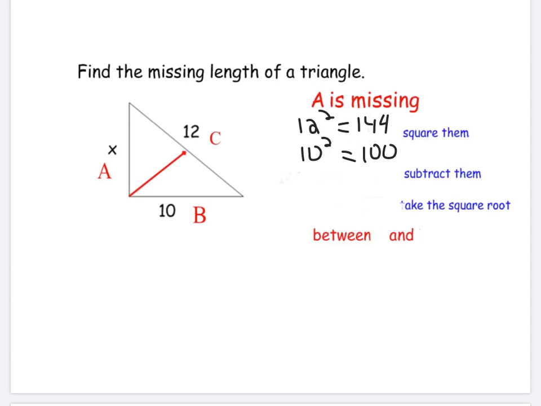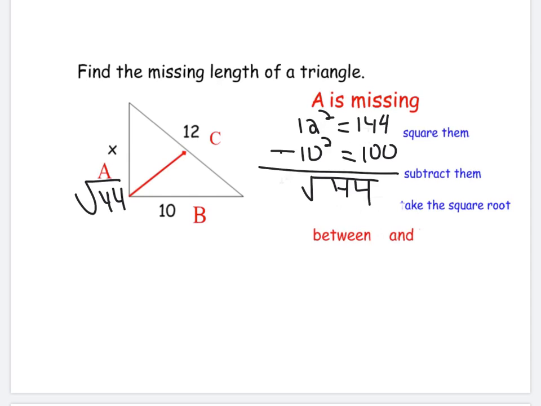So once we square them, step 2 is to subtract them. So I want to subtract 144 minus 100. I get 44. Then the last step is to take the square root. So my answer is that A is the square root of 44.